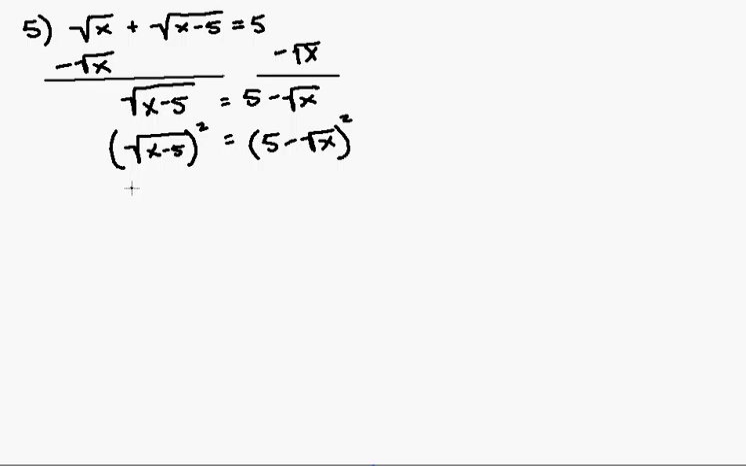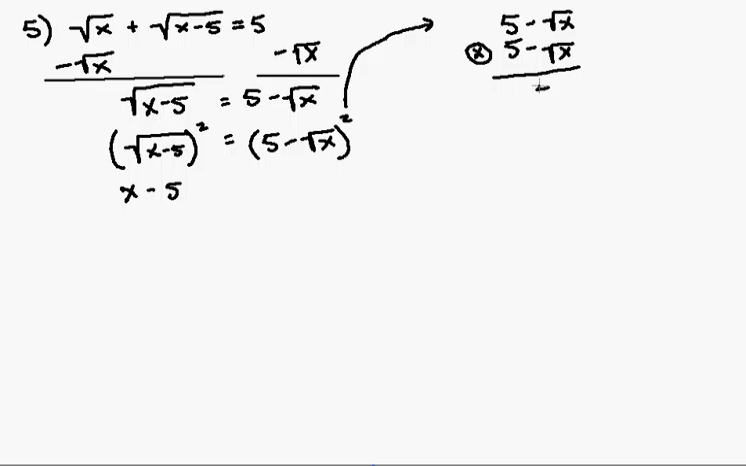On the left side, this just becomes x minus 5. This, on the other hand, turns into 5 minus the square root of x times 5 minus the square root of x. And now we're going to perform multiplication. It's kind of like FOIL or double distributive. So I'm going to go negative square root of x times the negative square root of x is a positive x. Negative square root of x times 5 is negative 5 square root of x.